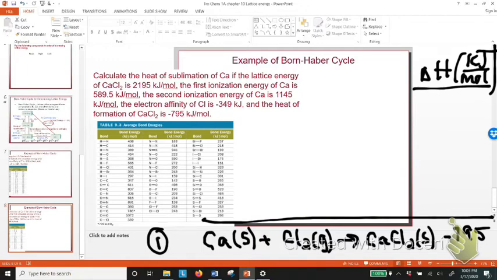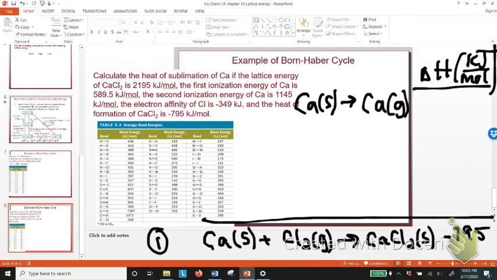All right, so after we've written our heat of formation equation, remember we want to convert each of our elements on the reactant side into gases, and atoms. So if we focus first on calcium, calcium is a solid. So we need to turn calcium, and I'm going to write it up here. I want to turn calcium into a gas.